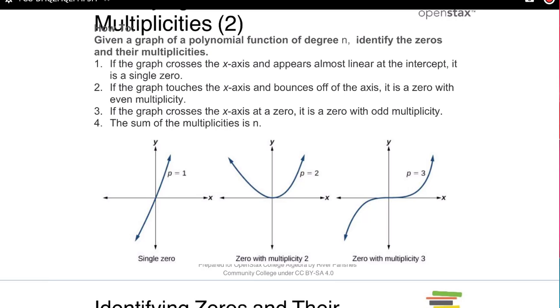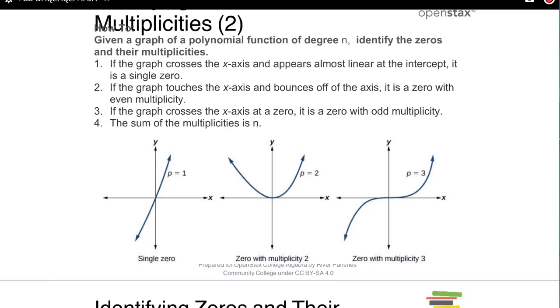So again, let's look at what happens. If the graph crosses the x-axis and appears almost linear at the intercept, it is a single zero. It doesn't mean that it is linear, but the point is that it looks almost linear and it's crossing the x-axis. That would be a single zero, so a single factor would represent that.